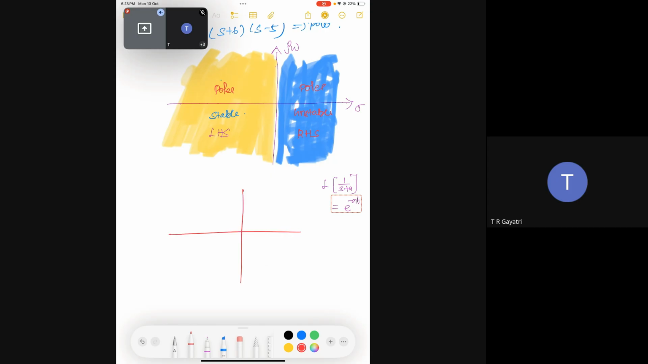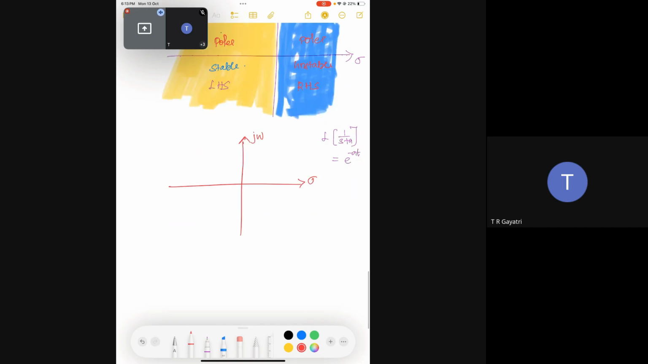I will have the same j omega theta. So I have a pole system that is 1 by s plus a here, 1 by s minus a here, because s plus a will lie here, s minus a will lie here, right? Minus a is c, because this will become s is equal to minus a, and this will become s is equal to plus c. So these are the poles of the system.